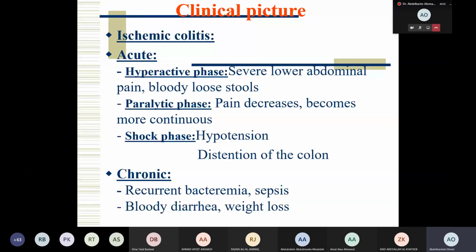Severity of pain is out of proportion to the abdominal findings. Pain is very severe. Pain is very severe.